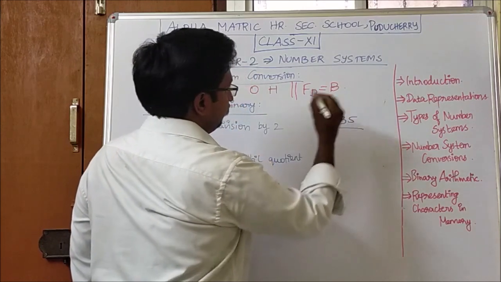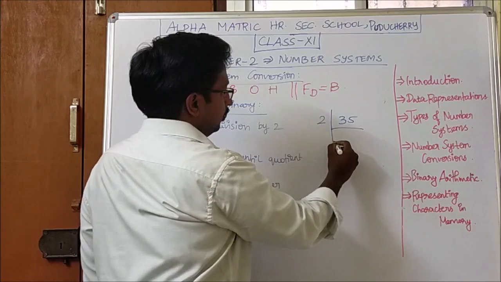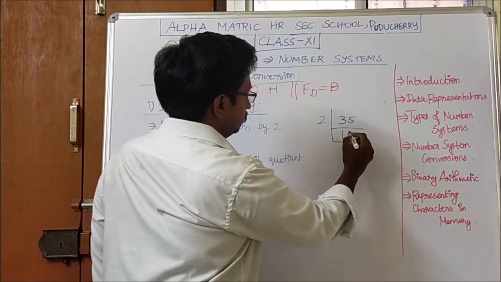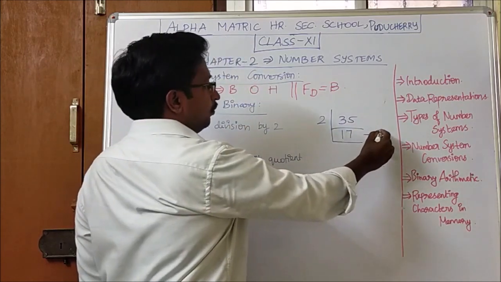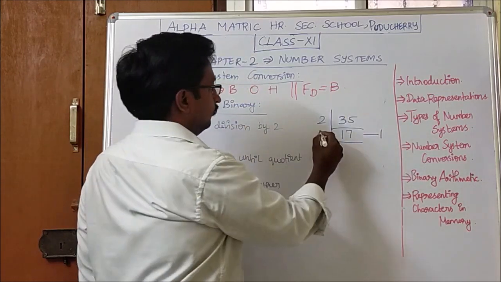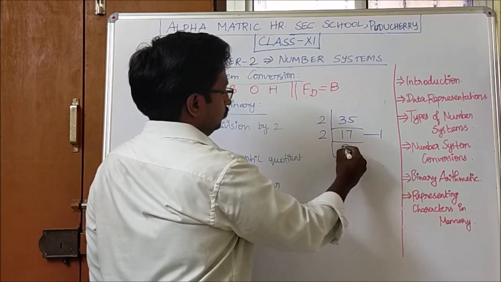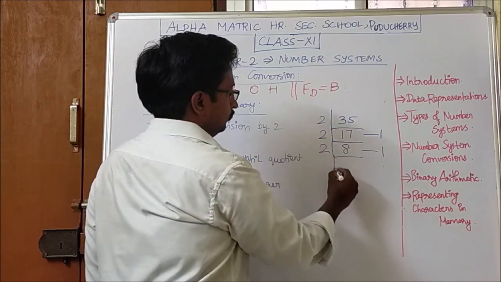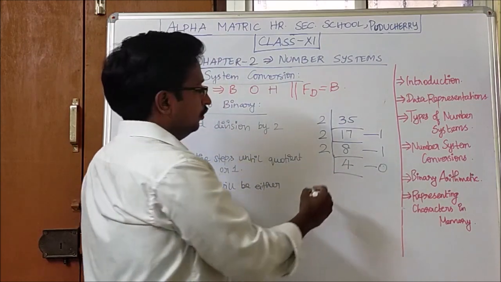Let us take 35 as a decimal number. So I am going to divide by 2, normal division method, that is remainder will be 1. Again divide by 2, again remainder will be 1. Remainder is 0.